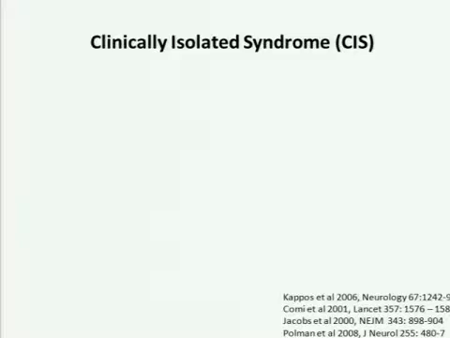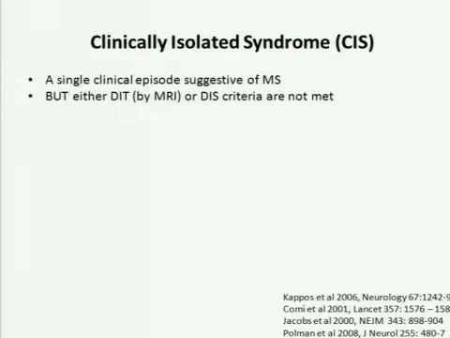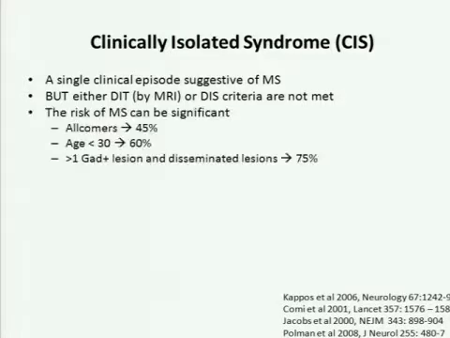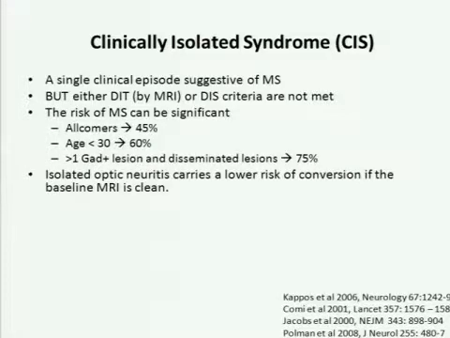And what about clinically isolated syndrome? It's a single clinical episode that's suggestive of MS, but either dissemination in time or dissemination in space criteria are not met. And you probably have a really good gut feeling that it's going to be MS. These people are at significant risk. If you look at all comers, about 45% will convert to clinically definite MS. If the age is less than 30 years old, the risk is more like 60%. If they have an enhancing lesion and multiple other non-enhancing lesions, the risk is 75%. So it's appreciable. As in the previous case where you would have treated, potentially that's the kind of picture.